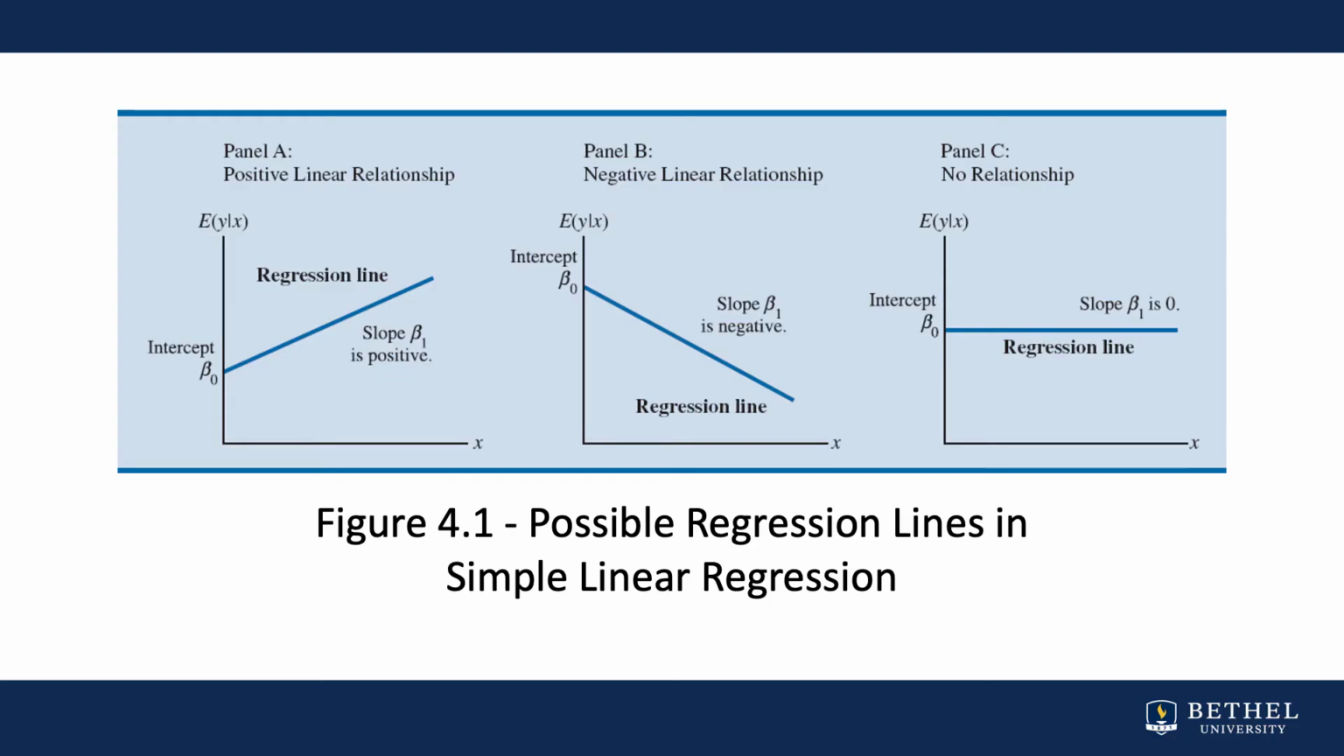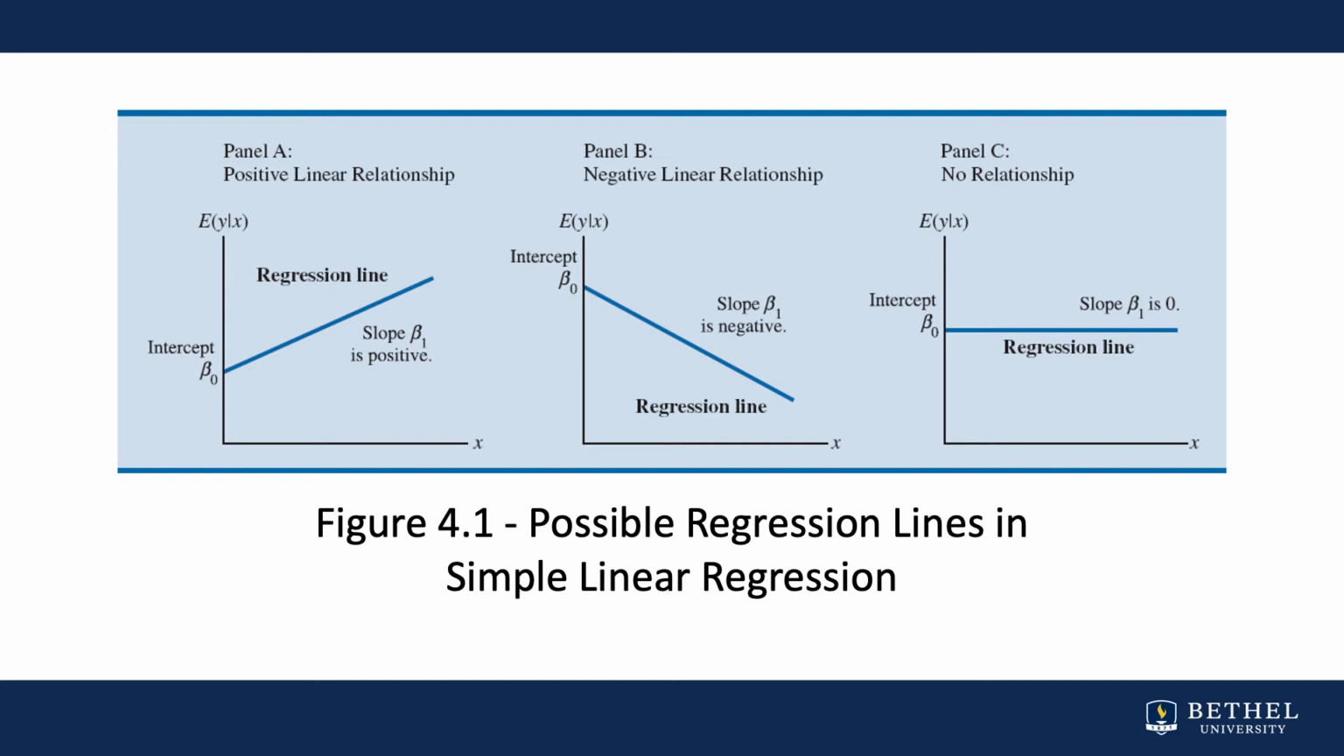If you look at figure 4.1, you'll see panel A, panel B, and panel C, and you will see 3 different types of relationships that can be graphed. The first one is a positive linear relationship. So you see the intercept, beta sub 0, and you see the upward slope of the line. That means that the slope is positive.